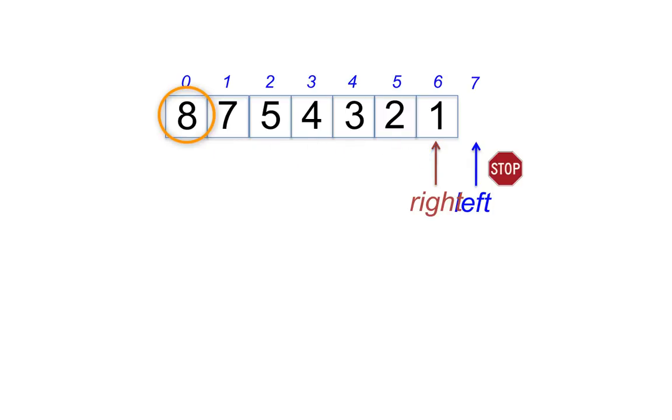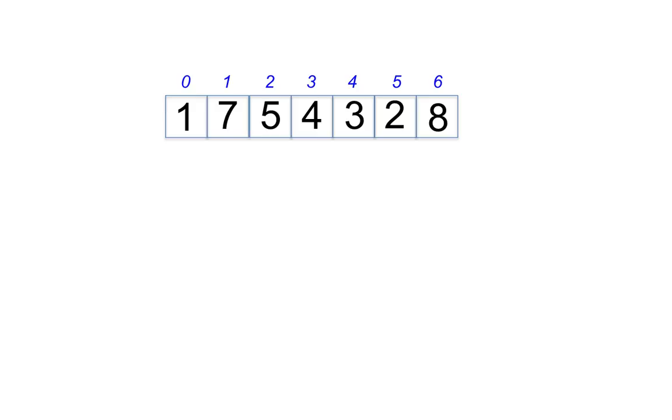The item one spot before the left cursor, which is 1 at index 6, is swapped with the pivot 8. This brings all items less than 8 to its left. Since there are no items greater than or equal to 8, there is nothing to its right. The split process ends with the split point, the place where the pivot ends up, at index 6.